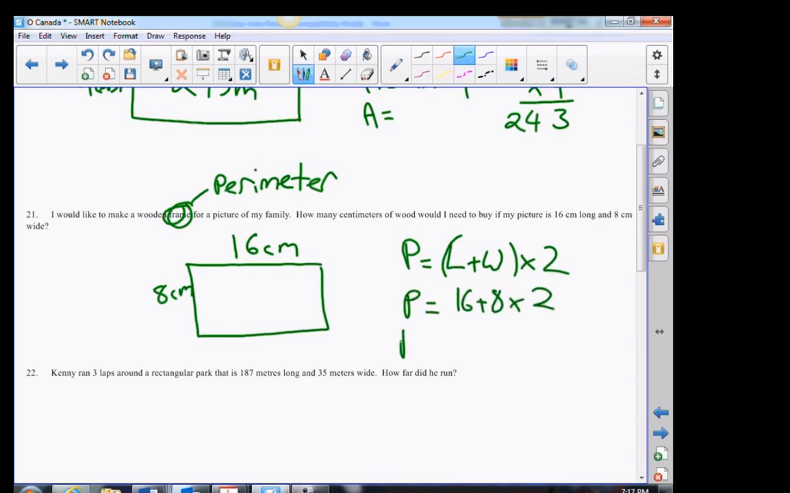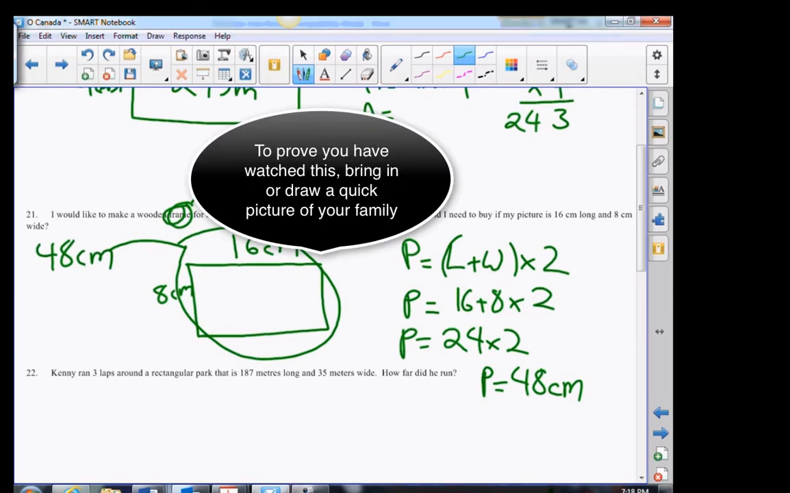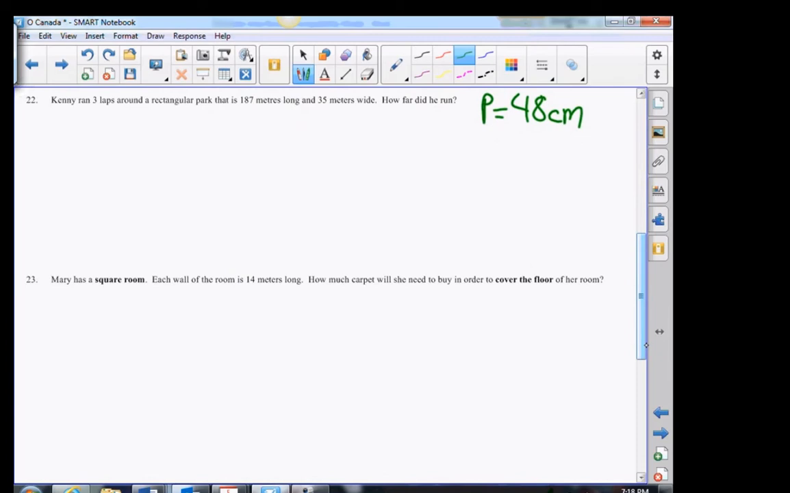Perimeter equals length plus width times 2. Perimeter equals 16 plus 8 times 2. Perimeter equals 24 times 2. Perimeter equals 48 centimeters. So all the way around the frame, to make a wooden frame, I would need 48 centimeters of wood. Okay. Again, a sentence would be something like, I would need 48 centimeters of wood to make a frame around my picture.